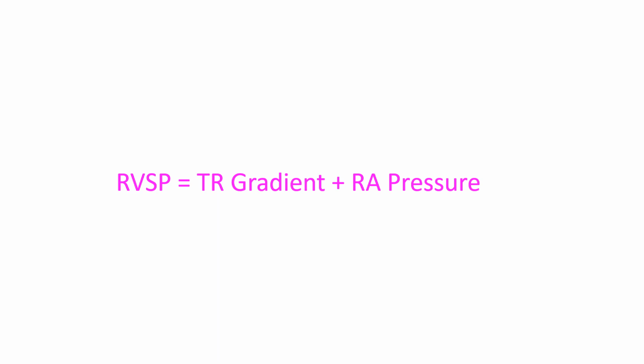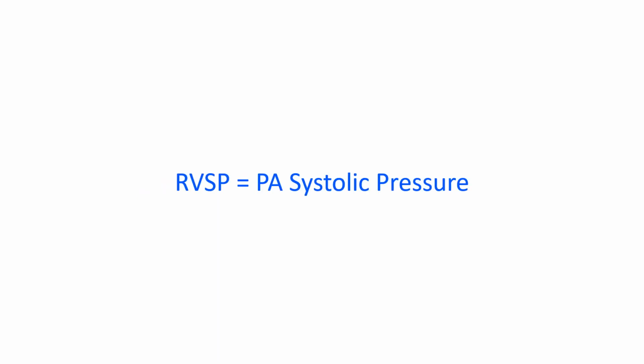While estimating the right ventricular pressure, usually the right atrial pressure is taken as 10 mm of mercury and added to the TR gradient to get the estimated right ventricular systolic pressure. Right ventricular systolic pressure will be equal to the pulmonary artery systolic pressure in the absence of pulmonary stenosis.